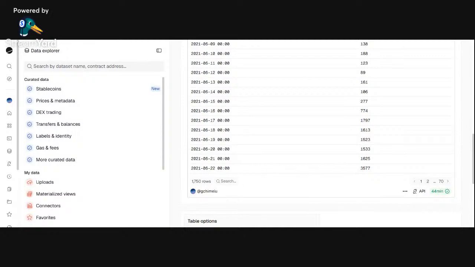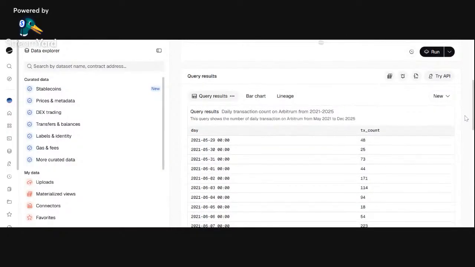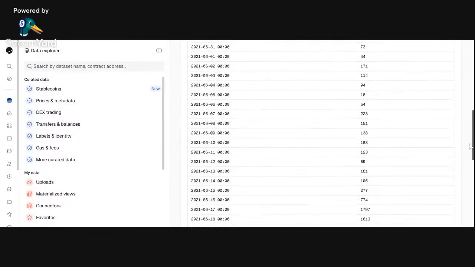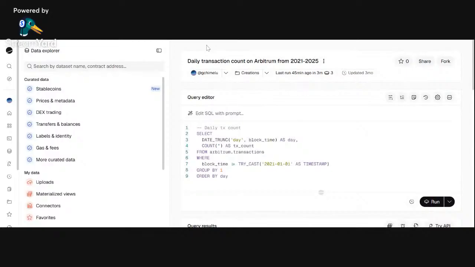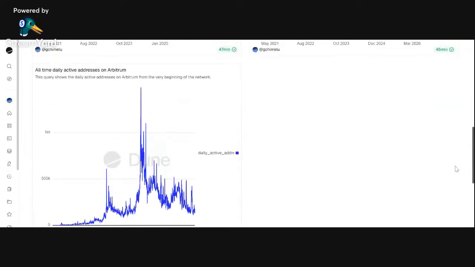And we can see in June 2021 we had like 3,000 transactions. It increased basically because we had 48, we had 74, we had 18 on one day. I didn't order it, so that's why it's a bit scattered.